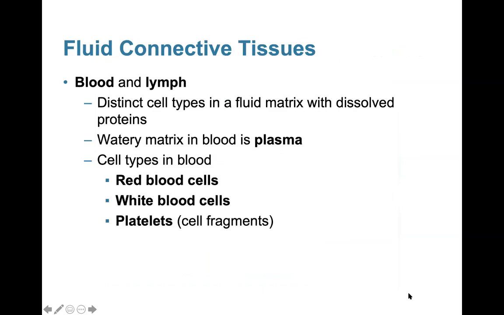Your fluid connective tissues will include blood and lymph. You have distinct cell types in a fluid matrix with dissolved proteins. The watery matrix in blood is referred to as plasma. And the cell types in blood are red blood cells, white blood cells, and platelets. Red blood cells are important for carrying oxygen and carbon dioxide. White blood cells are important in immune response, and platelets are involved in blood clotting.